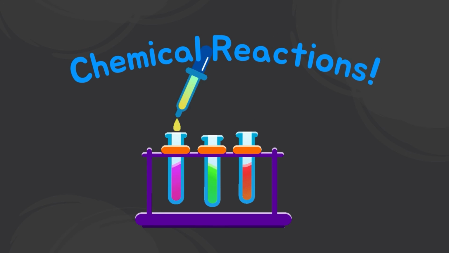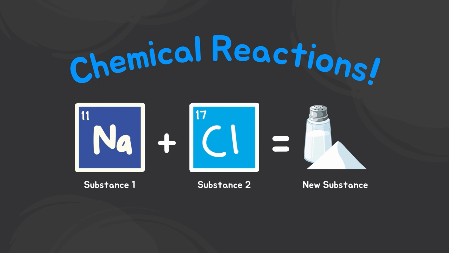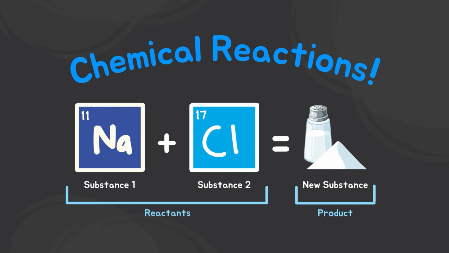Now that we know all of the background information, let's finally move on to the understanding of what chemical reactions really are. Chemical reactions are when two or more substances go through a reaction in order to create a new substance. The final product usually has different properties than the substances. The substances used for the reaction are called reactants.